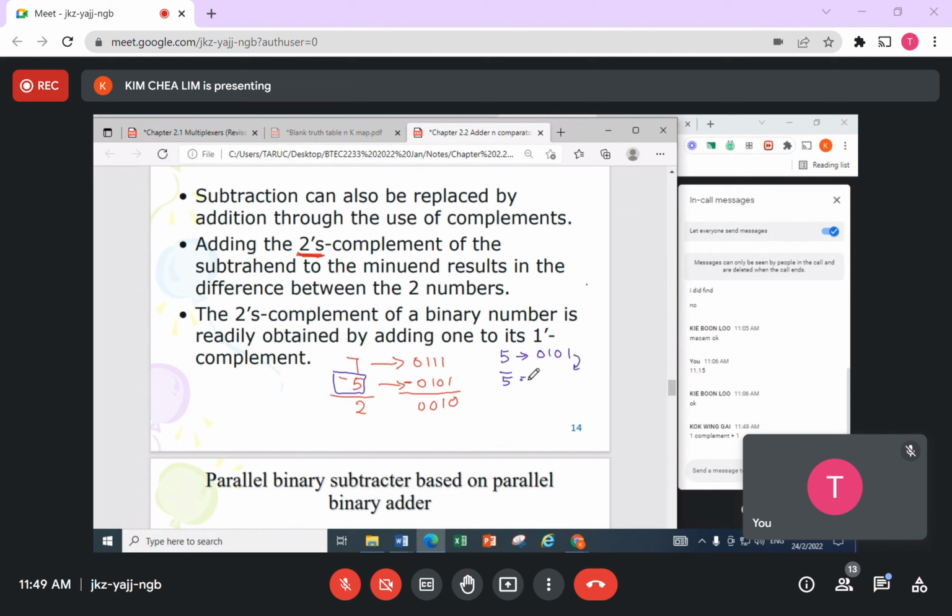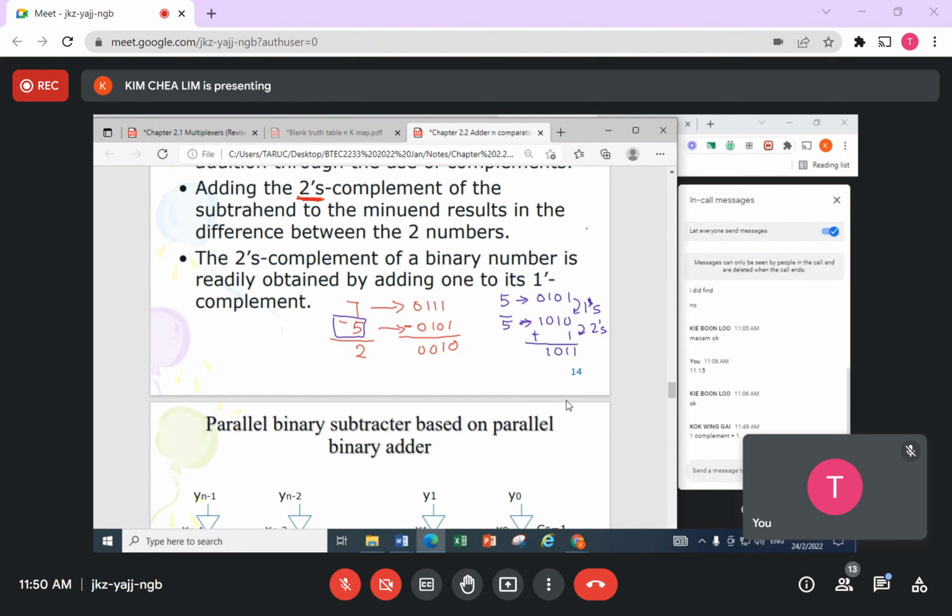Okay, complement of it. So when I complement this one, I flip all of this: 0 changes to 1, 1 changes to 0. Okay, so this is what we call 1's complement. After doing 1's complement, I add 1 to it. Then this one here forms the 2's complement. So add 1 to it, you get 1011.